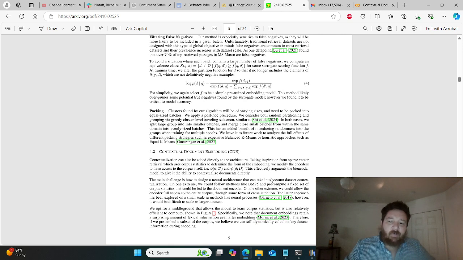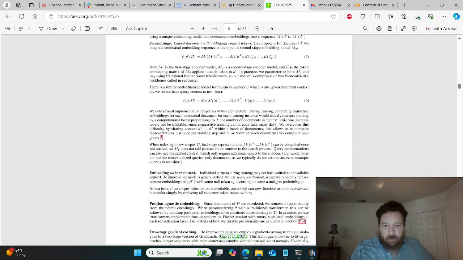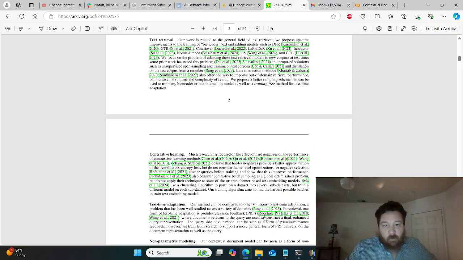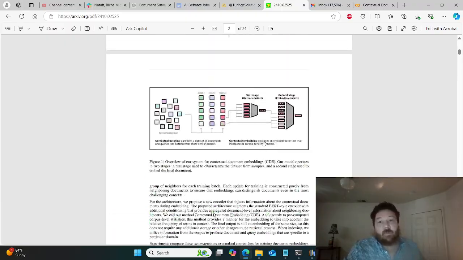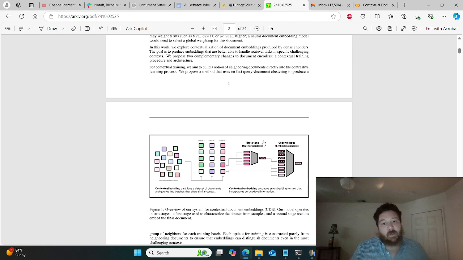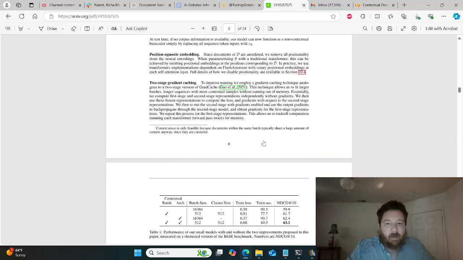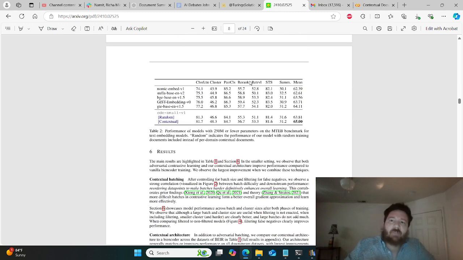When you look at a lot of the references within this paper, they're all from 2021, 2022, 2023, 2024, highlighting that the algorithms they're using are very recent algorithms. There have been a lot of recent developments that have come to a head with regards to clustering algorithms.